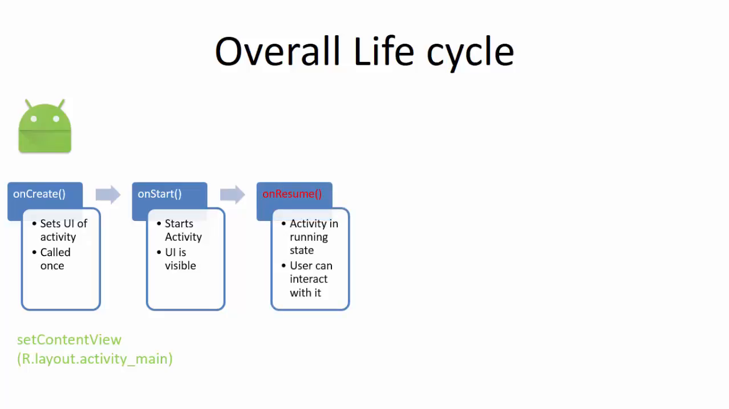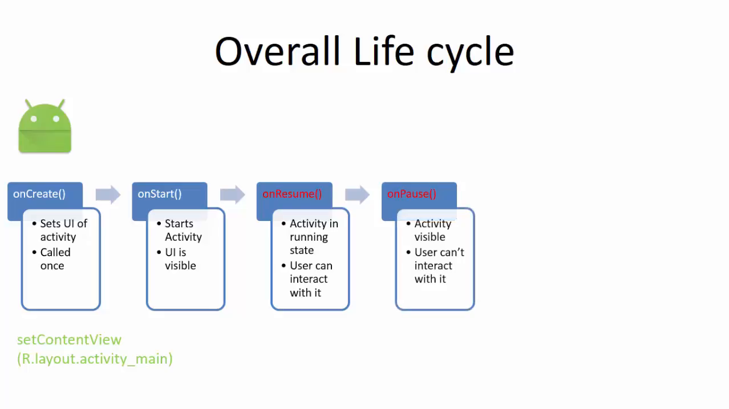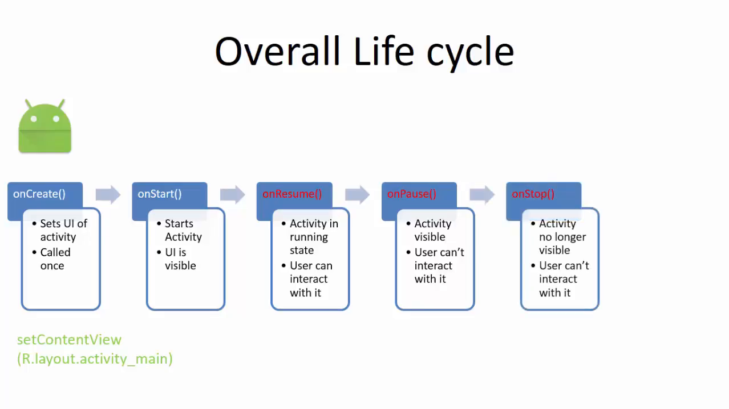Now, if the user clicks on a button which displays a dialog box, then onPause method is called, where the activity is still visible to the user, but the user cannot interact with it. When the user leaves your app by pressing on the home button, onStop method gets called, where the activity is no longer visible and the user cannot interact with it. In this state, your app runs in the background and is in the system memory.